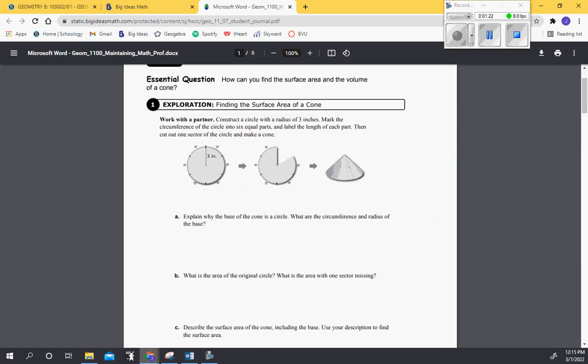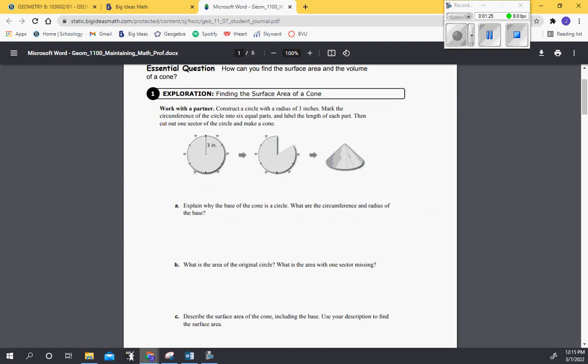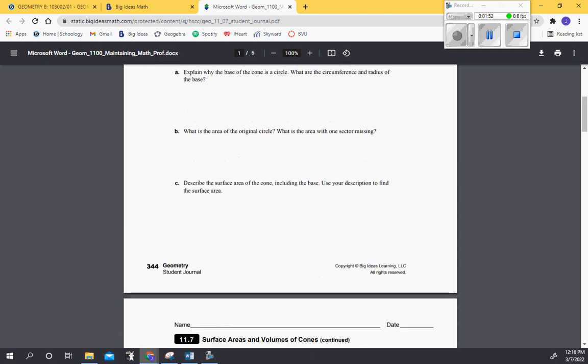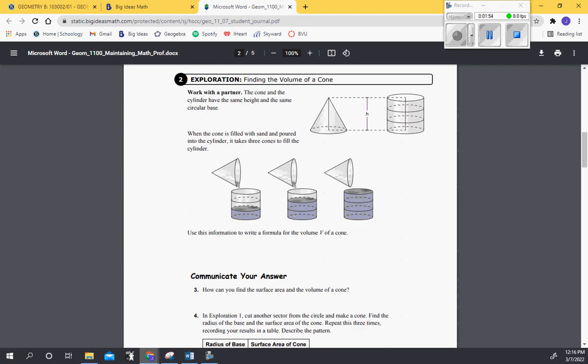Surface area of a cone looks like this. If you were to take a cone, or like a little Dixie cup that you pour water into, and you cut that from the base to the top of your cup, you'd have this. So it looks like this, and a circle. And you have to find the area of both of those to find the surface area. I'm not going to spend a ton of time on surface area. That is how surface area works.